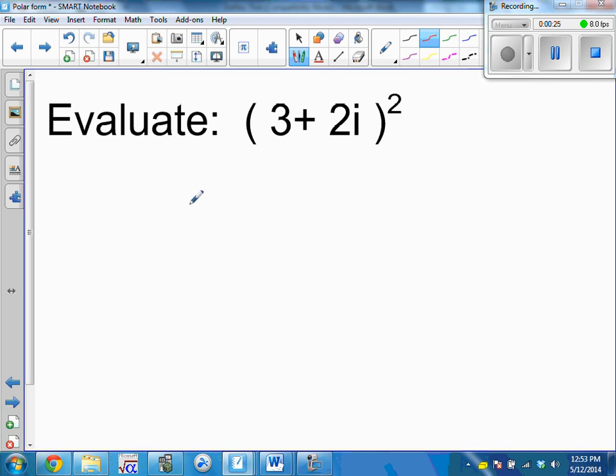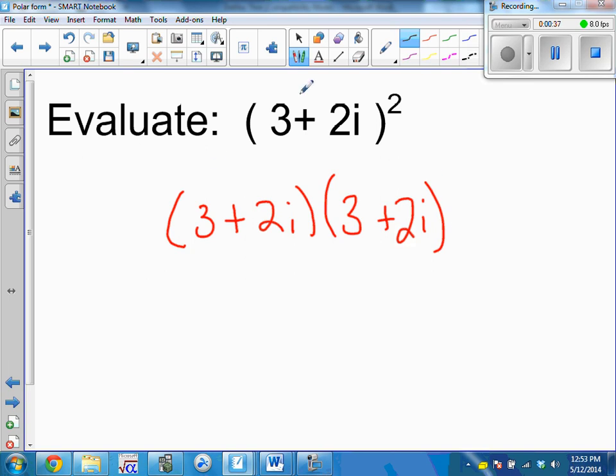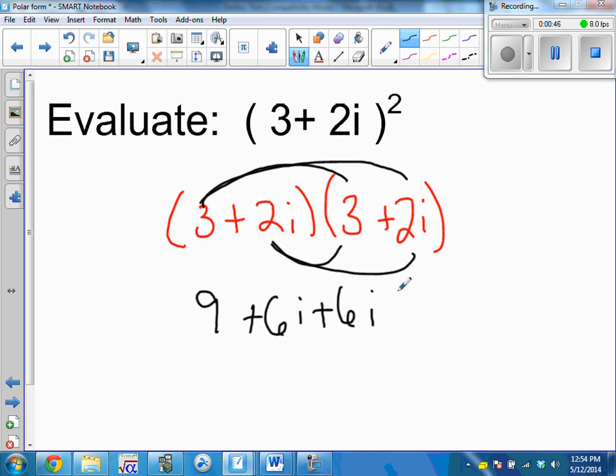So if we remember looking at this, (3 + 2i) squared. Well, to do this, I would have to FOIL (3 + 2i)(3 + 2i). And I would do first, 9, outside, inside, and last. We would know that i squared is the same as -1, so this would become -4. So I would get 5 + 12i.